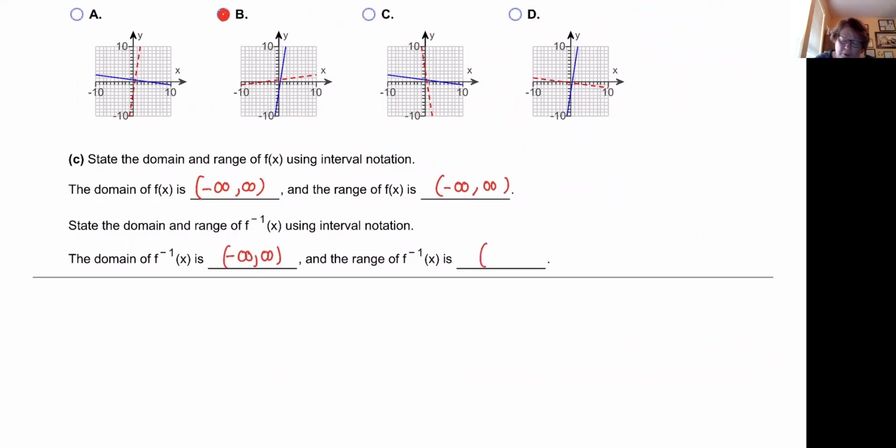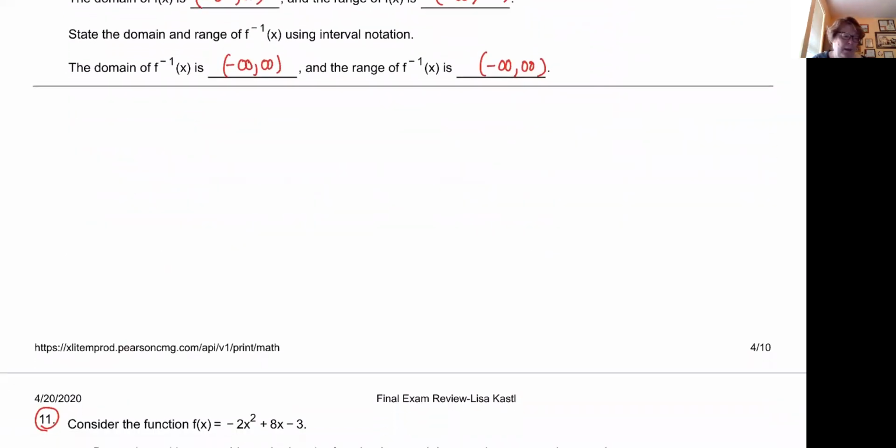And you should be able to just look at these two graphs. As a matter of fact, even though A, C, and D are incorrect graphs, they do show that the domain and range of both of these functions is the set of all real numbers. They're linear. The domain and range is going to be the set of all real numbers.